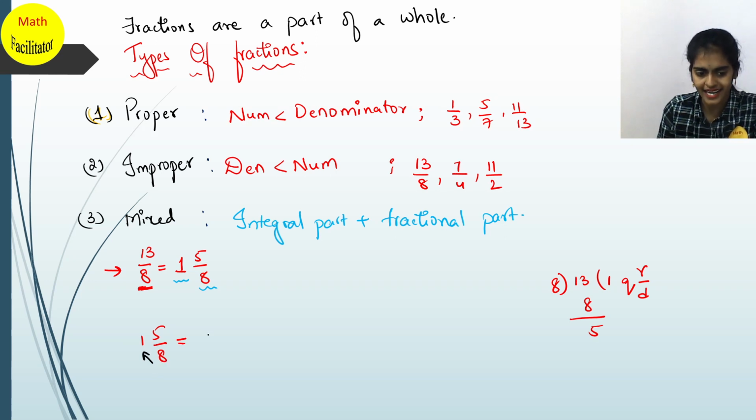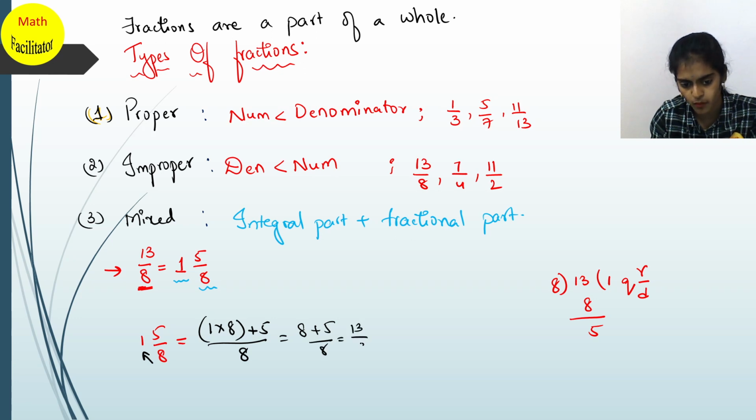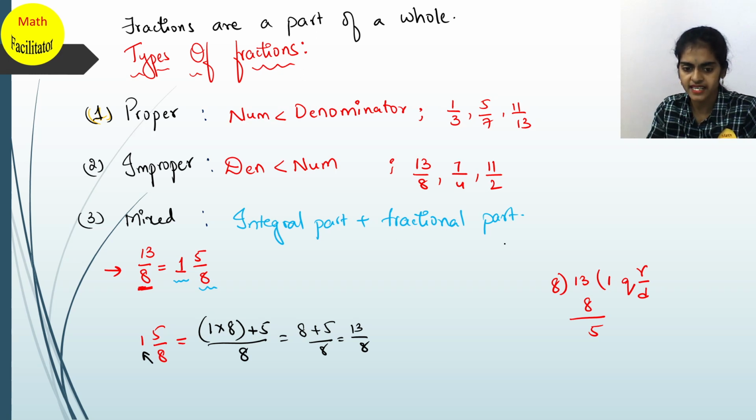So this 1 and 8 I multiply, so I get 1 into 8. For this product I will add the numerator, divided by the denominator, which will always be the same. So 1 times 8 is 8, plus 5, divided by 8, so you'll get 13 upon 8. Clear with this? Let us take one more example, 7 upon 4.